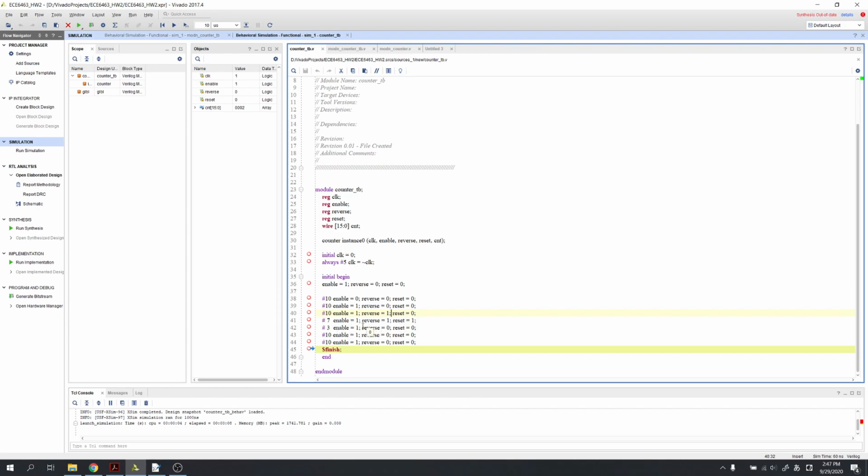This is to make the counter not synchronized to the clock. And after 3 nanoseconds the counter is set to the up counter and reset is set to be 0, and after 10 nanoseconds the counter is counting up. And let's see the simulation.